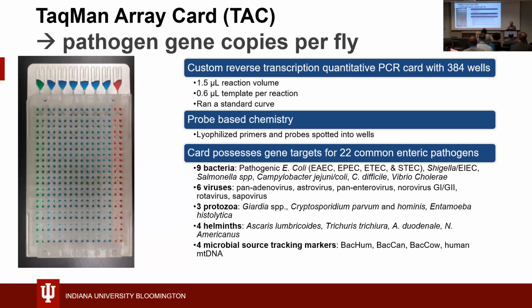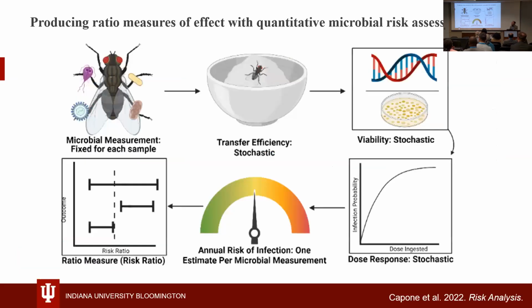And then to evaluate enteric pathogens that may be present in these flies and quantify the gene copies from them, we used custom TaqMan array cards. These looked for 22 common enteric pathogens. So that's a range of bacterial, viral, protozoan, and helminth targets.